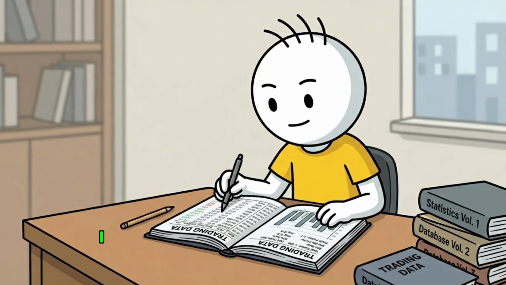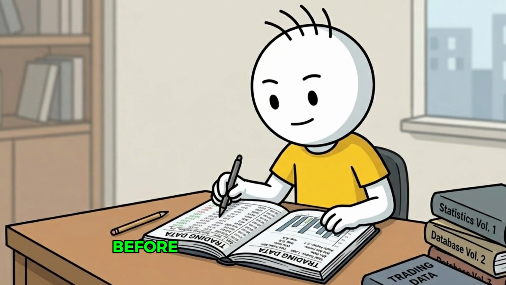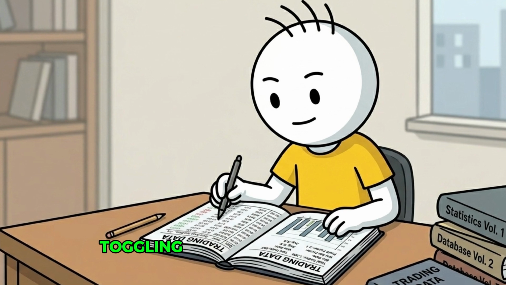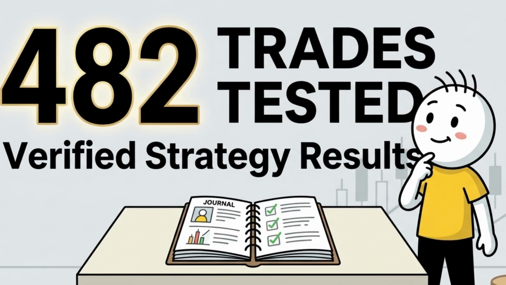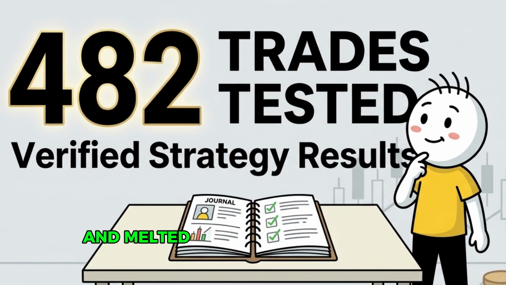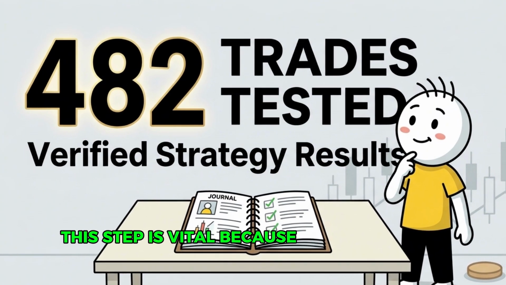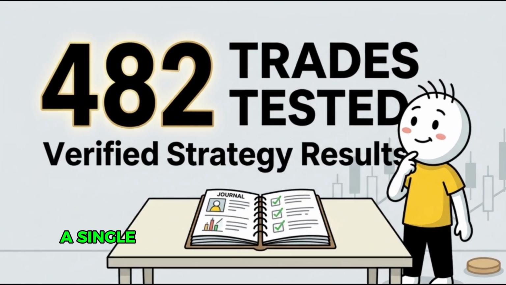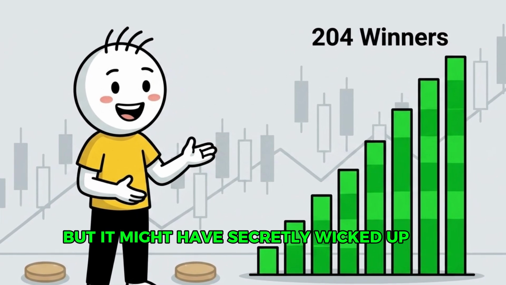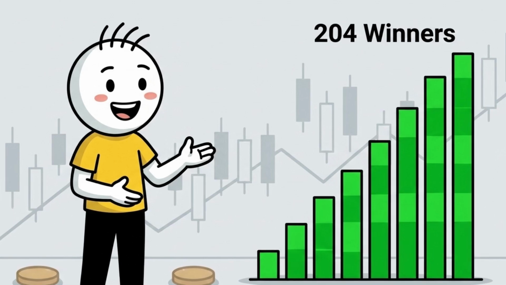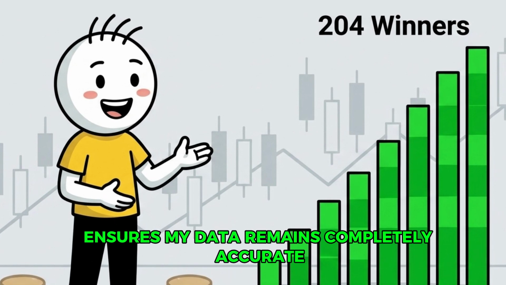Just like before, I inspect the micro timeframes to guarantee there was no hidden stop out before the profit was realized. Toggling down to the low frames, the data confirms a flawless run. Price hit my entry line and melted straight down with zero hesitation. This step is vital because on a higher time frame, a single candle can look like a simple tap and drop, but it might have secretly wicked up to a stop loss first. Checking the micro charts ensures my data remains completely accurate.